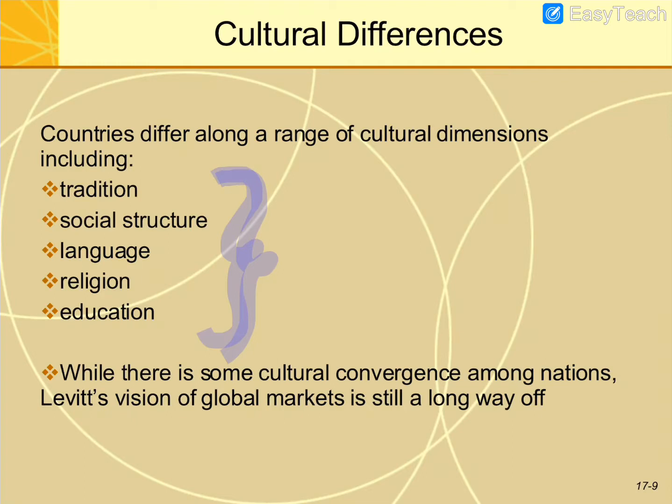This includes their tradition. In Malaysia, we have a different tradition compared to the US, for example. Maybe we have a similar tradition within Southeast Asia, but if we compare with the Middle East, we have a different tradition, social culture, language, religion, and also education. So I give you an example. These differences have important implications for marketing strategy.